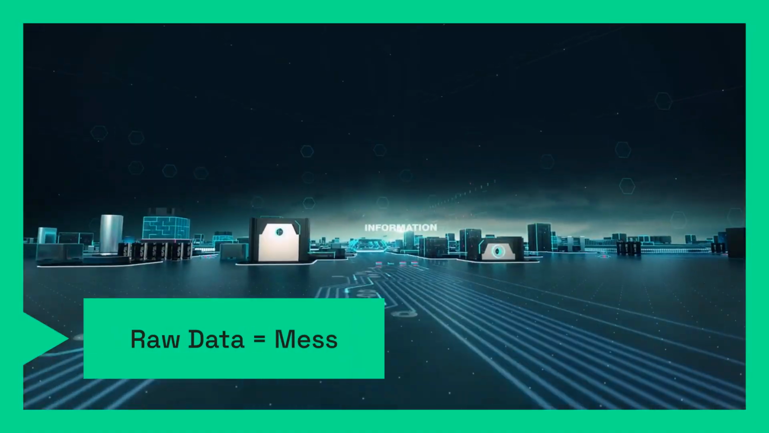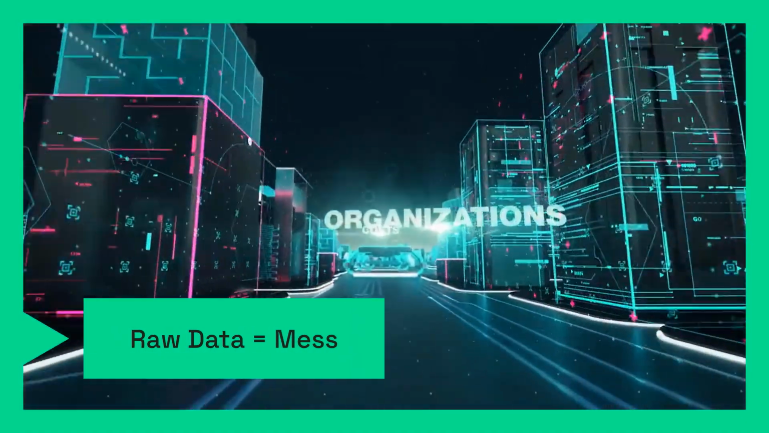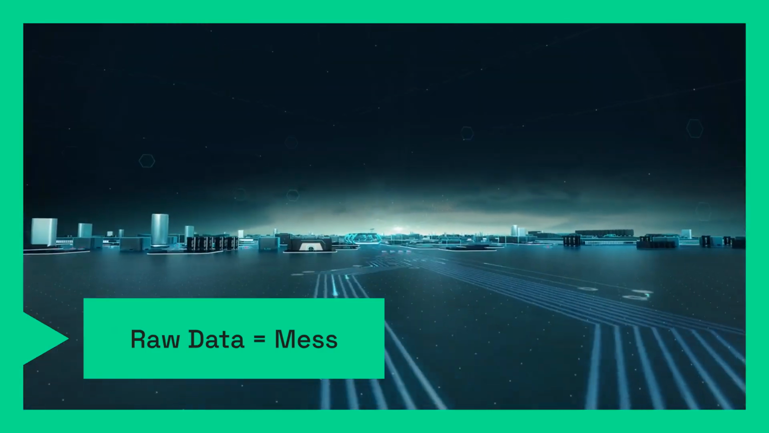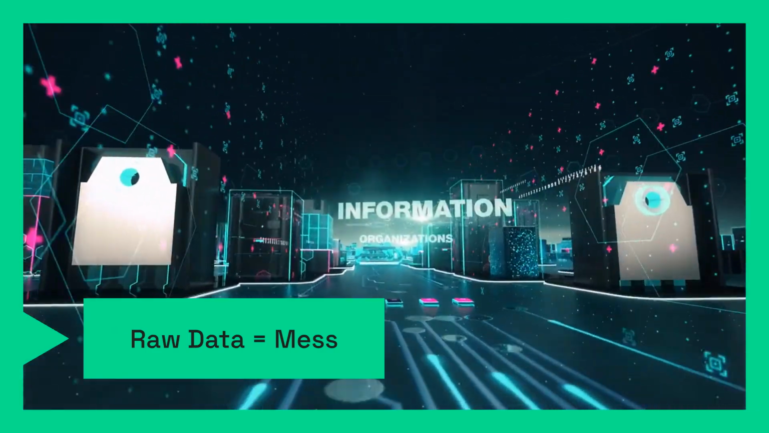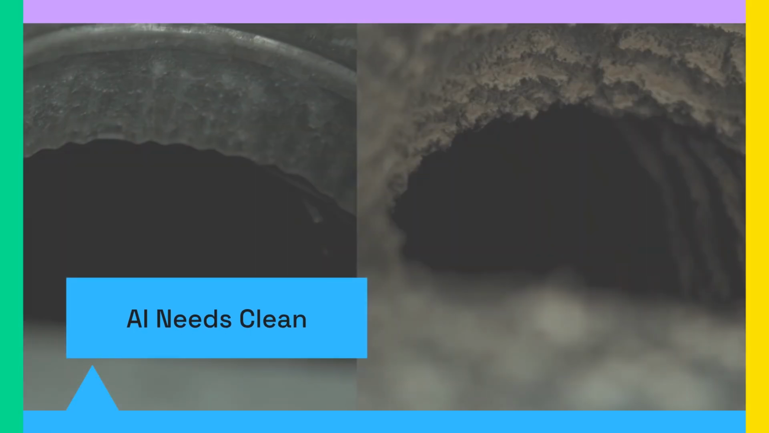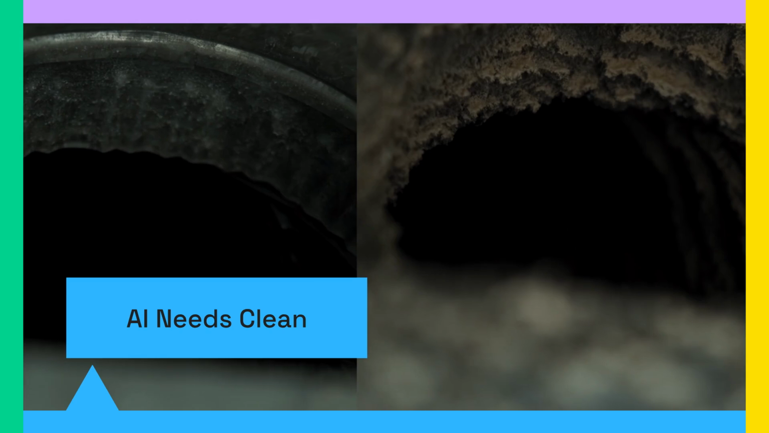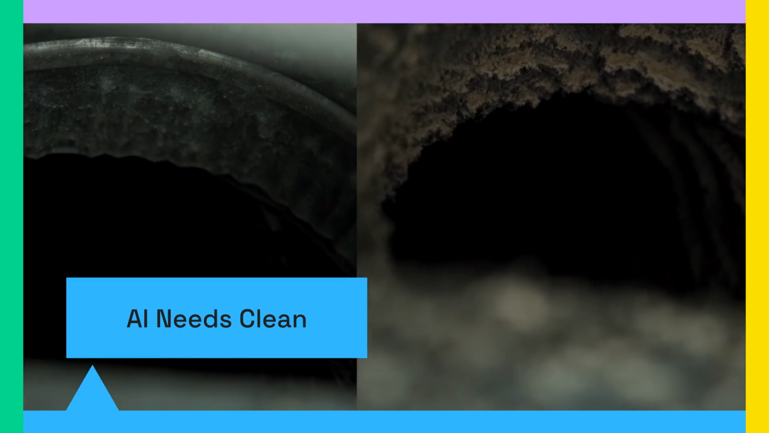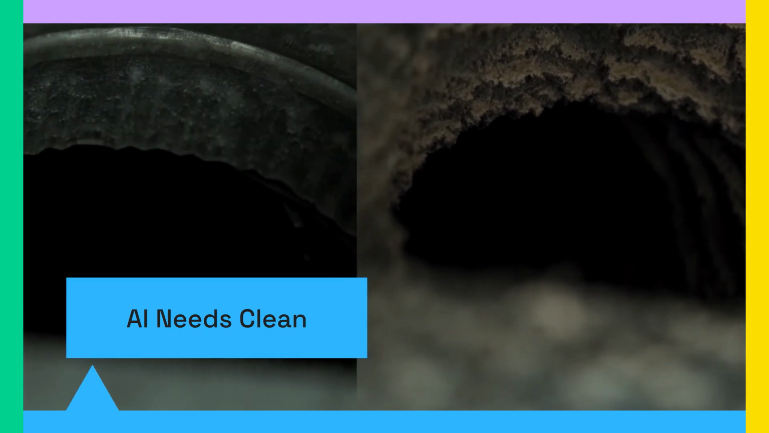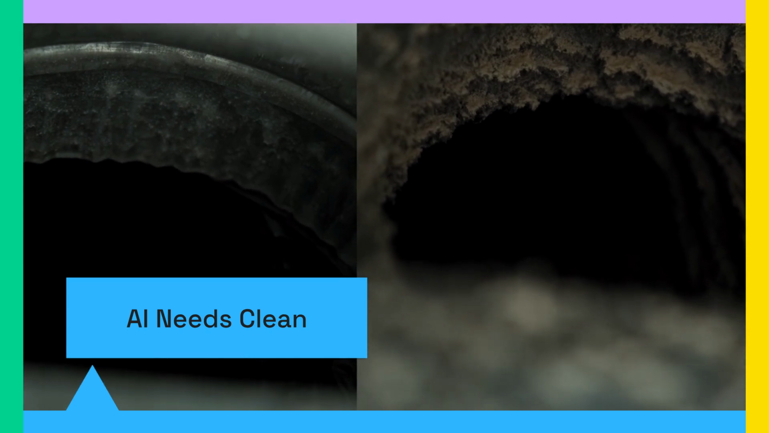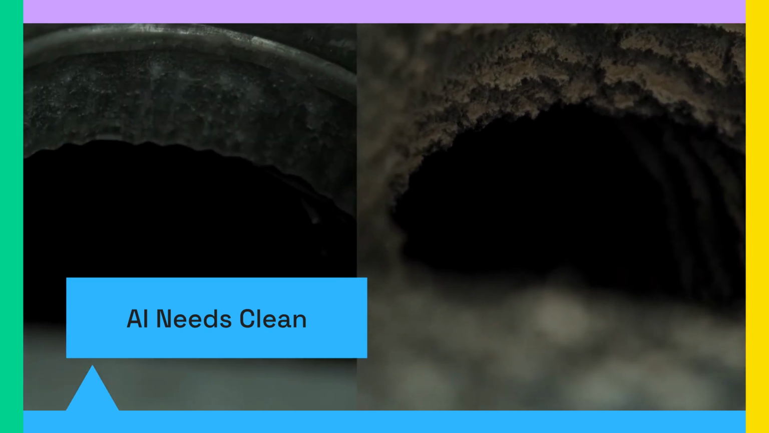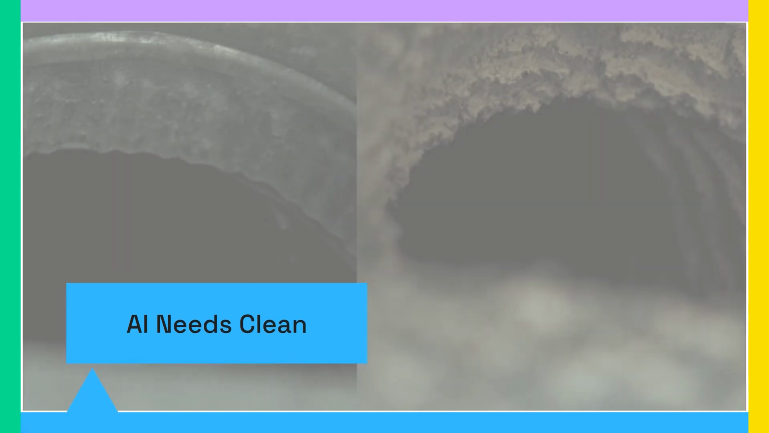Imagine you're baking a cake, but all your ingredients are covered in mud, and you don't know how much flour you actually have. That is raw data in the world of AI. Raw data is a mess. It's full of inconsistencies, missing values, and errors. But here's the crucial takeaway. AI is only as good as the data you feed it. AI needs clean, structured data.